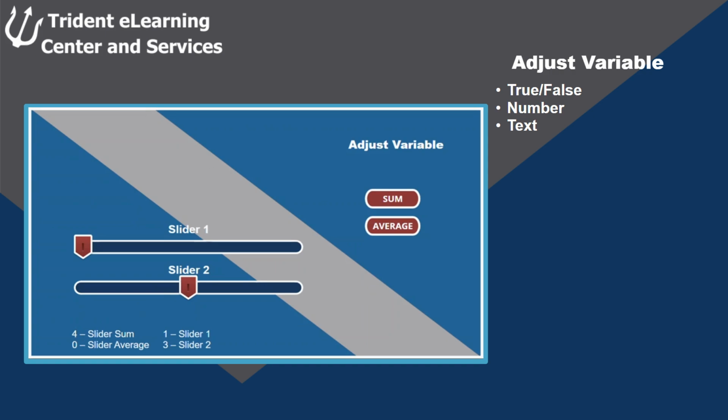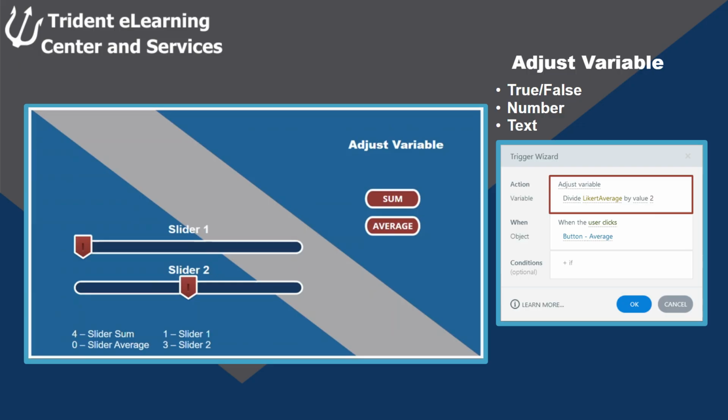Now, we have a slider sum of 4, which makes sense. The first trigger took Slider 1's value of 1 and added it to Slider sum's initial value of 0, giving us a total of 1. Then, the second trigger added Slider 2's value of 3 to the current Slider sum value of 1, giving us a final sum of 4.